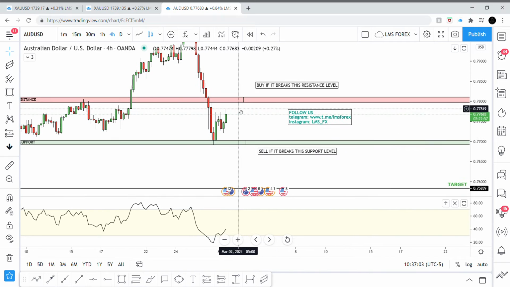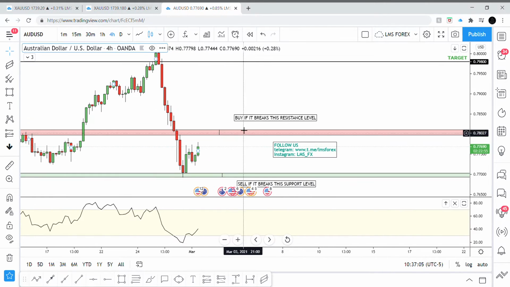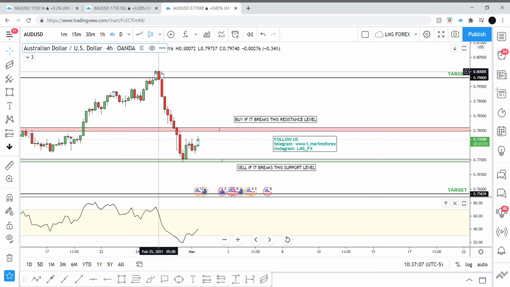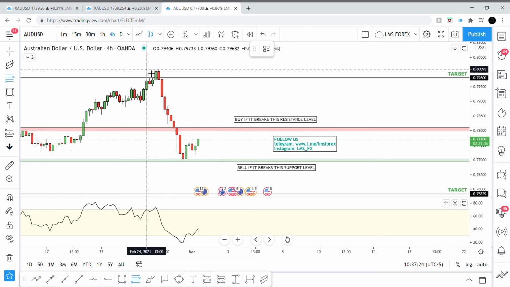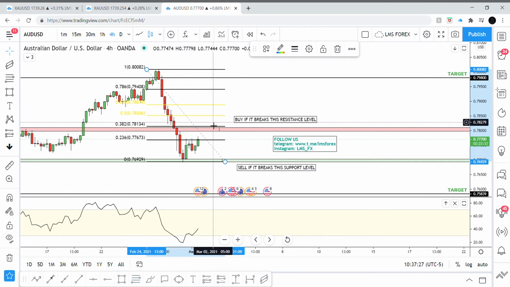AUD/USD. So this right here, you see, we had a big drop. This was February 25th. When was that? February 25th was Thursday. So we had a big drop, and this big drop has to be corrected at least somehow. If you look at the Fib, we're waiting for this to go around here, at least to this level, this level. If it goes here, even better, but we don't know. We have to see.